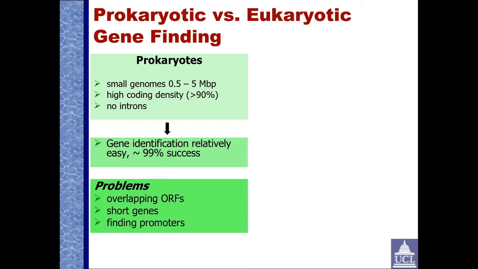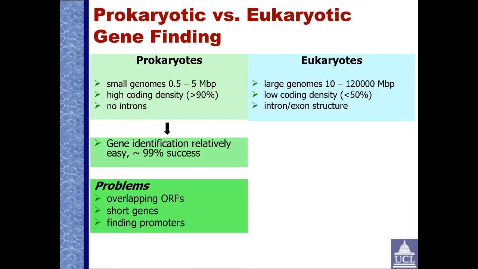There are some problems. Because of the compact nature of these genomes, there are sometimes overlapping open reading frames. We can have short genes, and that can cause a problem because generally we put some sort of length threshold on looking for genes so that we don't just find random sequences between a start codon and a stop codon. And we also still need to find promoters, which is a more difficult part of the problem.